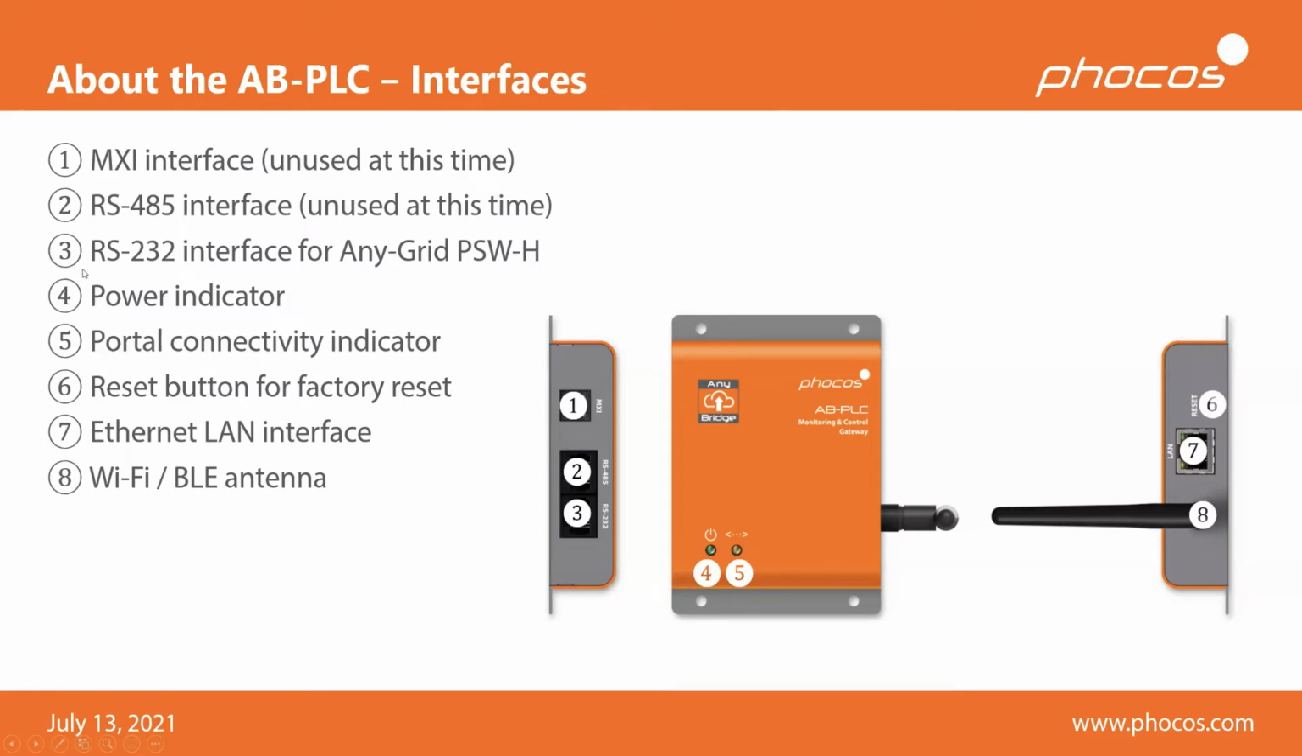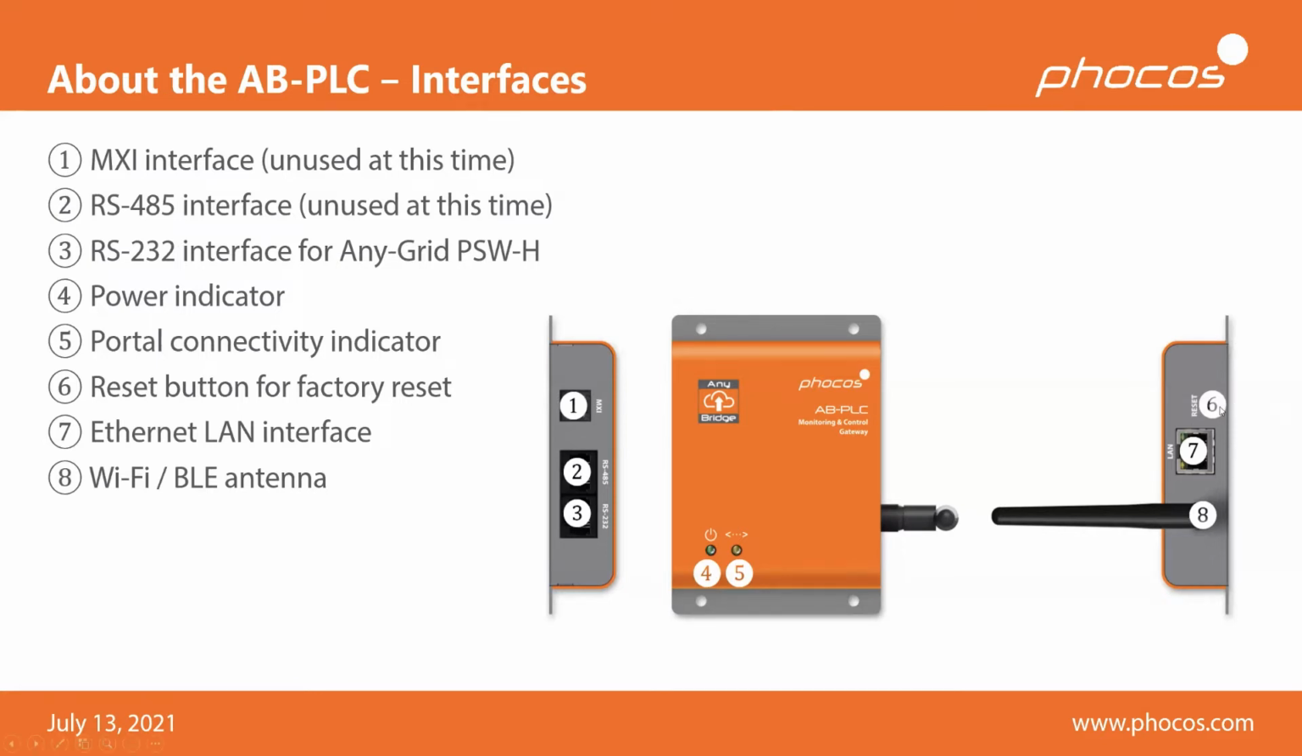Then we have connector number 3, the RS232 interface, and this is the most important one for you. That's where you connect to your AnyGrid PSWH hybrid inverter charger. So again, this will ensure that not only is the data communication present between the AB-PLC and the power device, but also that the whole AB-PLC device is being powered through that same connector. Number 4 is an LED. It's a power indicator showing you that the device is being powered. And number 5 is equally an LED to show you the portal connectivity, to show you if you're connected to Wi-Fi or the FocusLink cloud successfully.